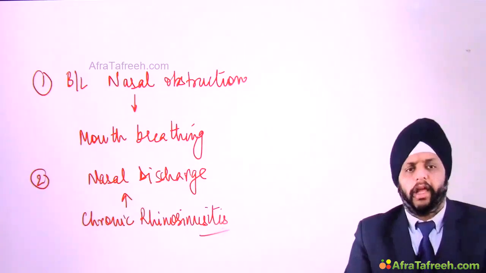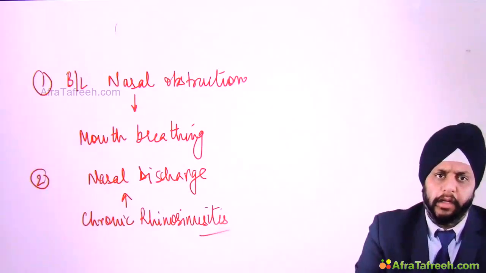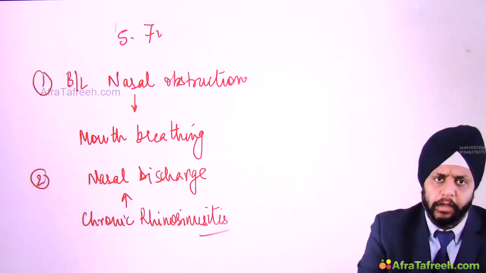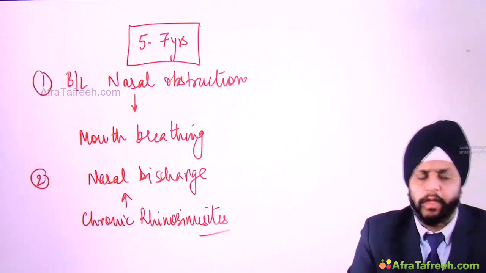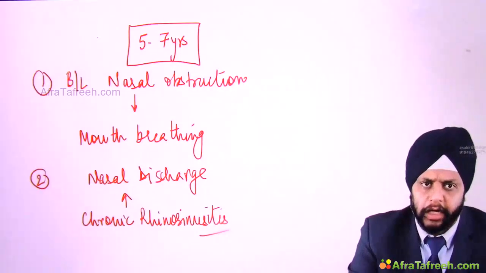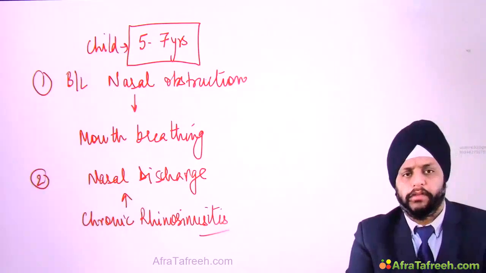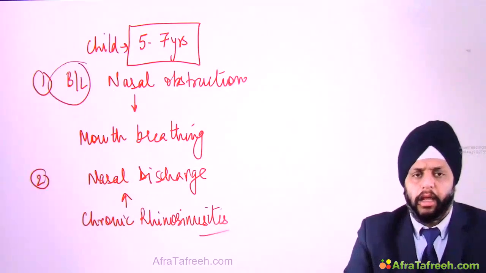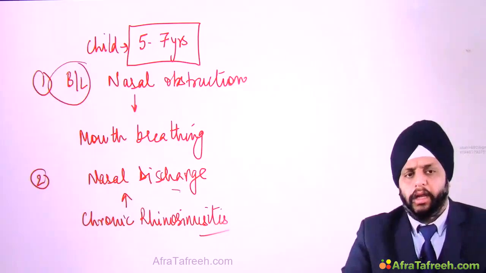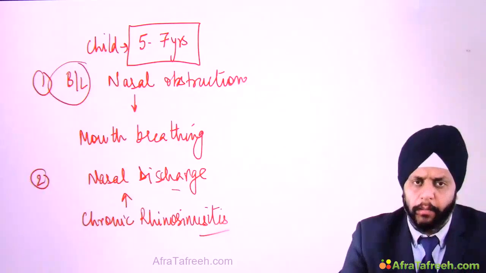So generally a child presents to us with these complaints. The child is generally of the age of 5 to 7 years. Remember, at 5 to 7 years the adenoids are of maximum size. So a child in this age group presents with nasal obstruction, which is generally bilateral, and nasal discharge. When he comes to us, we will find adenoid hypertrophy, chronic adenoid hypertrophy.